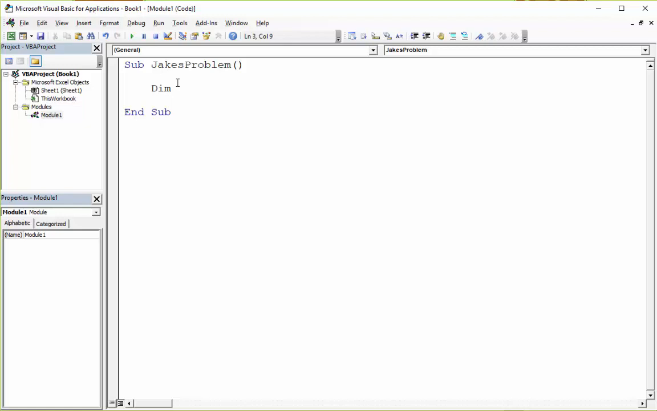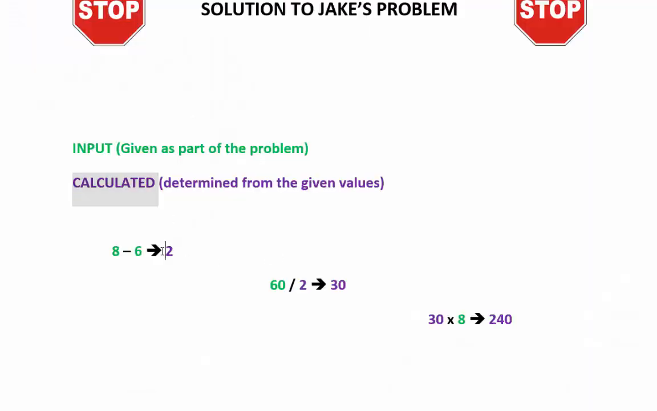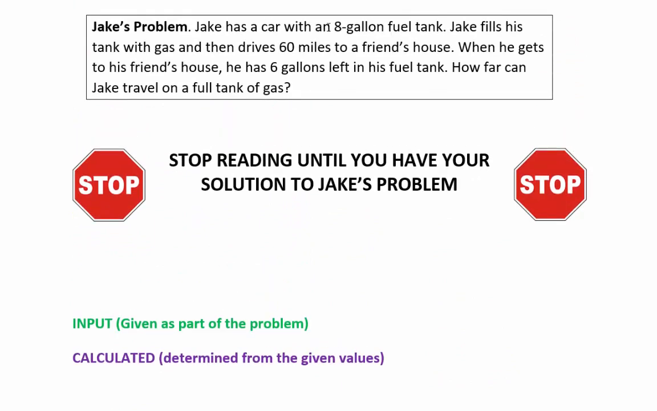Now, I've got my program here back in Word where I've got all these values, 8, 6, 2, 60, 30, and 240. Each of these is going to have its own name. So let's think about this. Let's go back here to our input values from our word problem. Jake has an 8-gallon fuel tank. Okay, so that's going to be one of our inputs. 60 miles to a friend's house. He drove 60 miles, 6 gallons left. So those are all inputs.